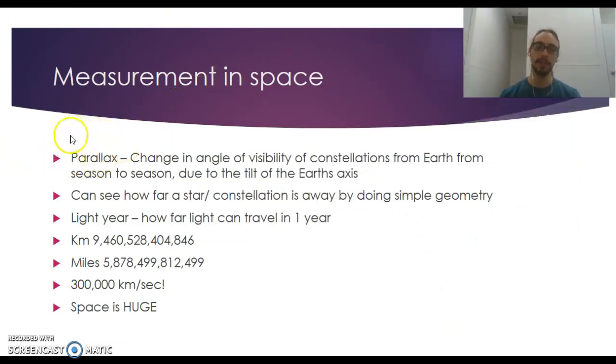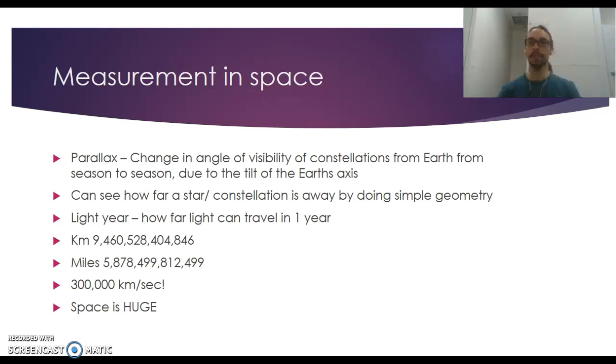This is that parallax we were talking about, why we see constellations in different times of the year in different areas of the sky. So I just made a bunch of hand motions that probably don't make any sense, but that's all right. The parallax is the change in the angle of visibility of constellations from Earth from season to season due to the tilt of the Earth's axis. So essentially, in layman's terms, the Earth tilts, it rotates around the sun, and with that tilt and the change of seasons, we see these constellations at different areas in the night sky.